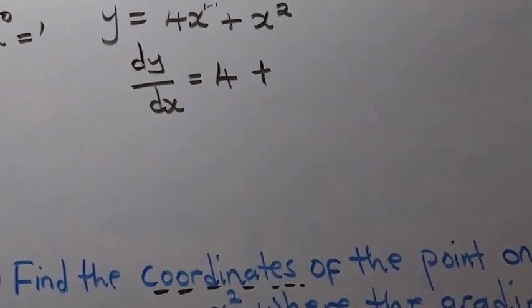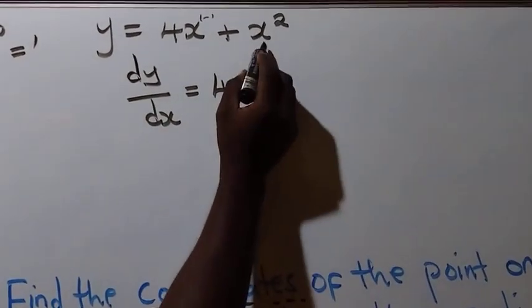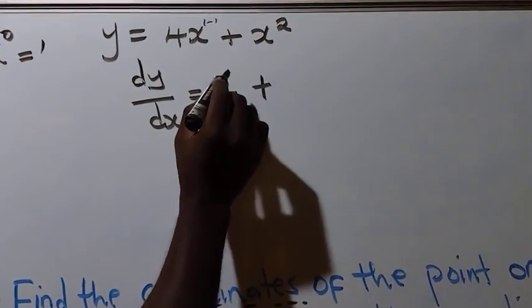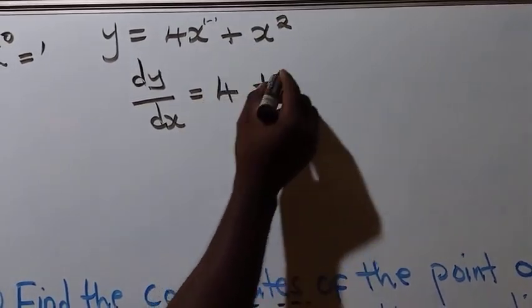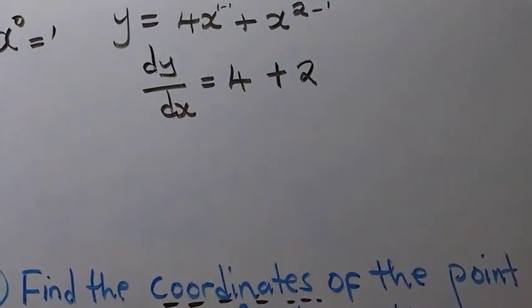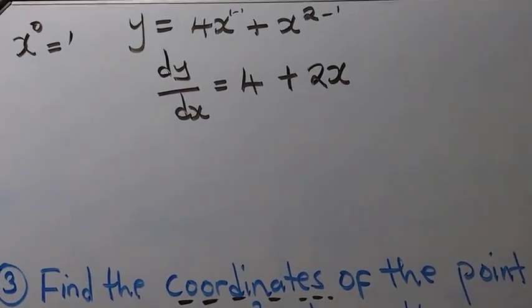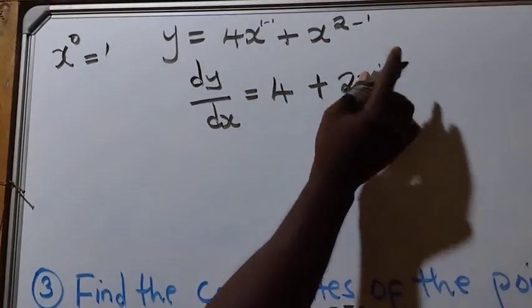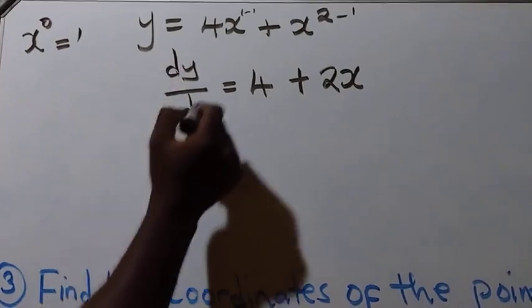Plus, here we are just differentiating directly x raised to the power of 2. The coefficient of x squared is 1, and 1 times the power of x, which is 2, so 2 times 1 will get a 2. Now this power of 2 minus 1 is a 1, so x remains there with a power of 1, and we remove it like that.